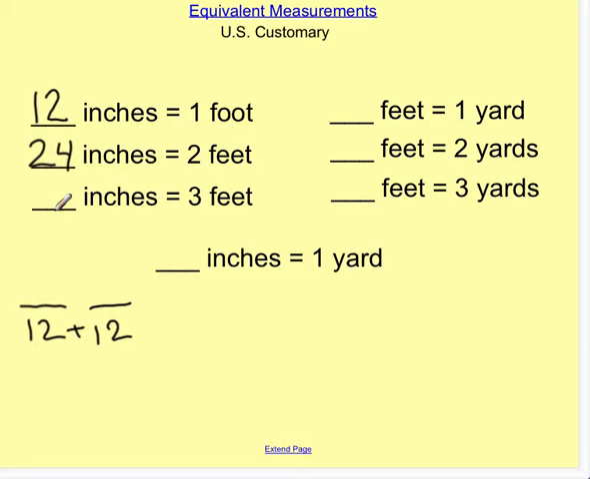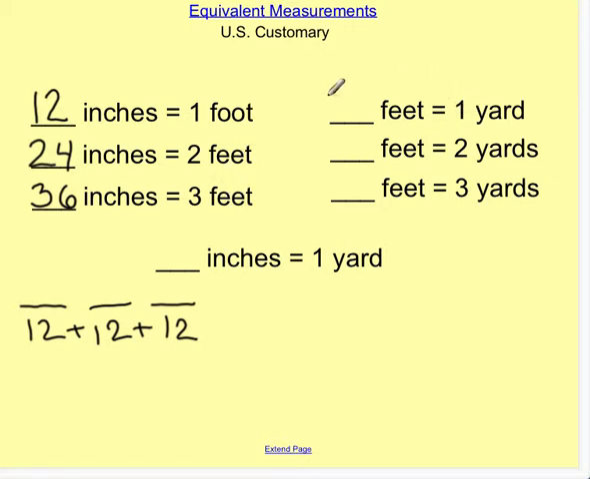If I look at the next one, how many inches would there be in 3 feet? I can use these notes. I had 1 foot was 12 inches, 2 feet, another 12 inches, 3 feet, I'm going to add another 12 inches and add these together. That would give me 36 total inches for those 3 feet.